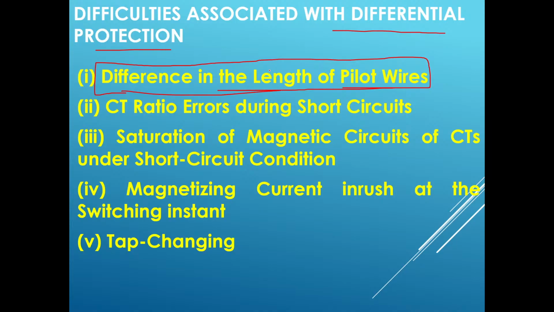So the length of these pilot wires should be equal. If the length is not equal, then the same current may not flow through the pilot wires. Usually the power system elements which are to be protected, and the CTs, are not located in the same place, isn't it? They are located at different places.